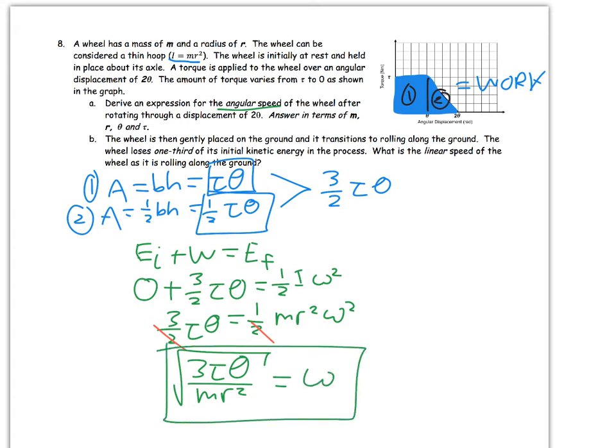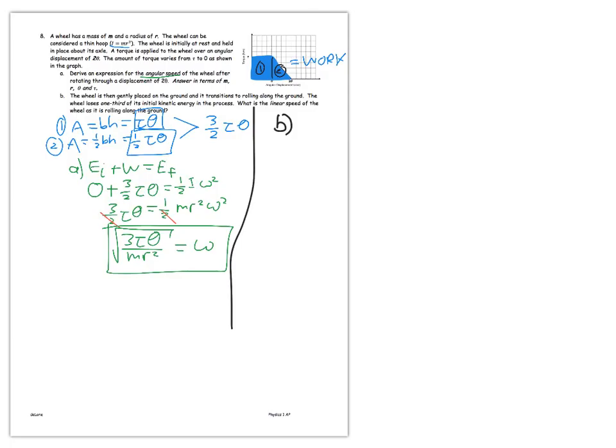Now we have our answer there for part A. For part B of this problem, we're going to think about now placing the wheel gently on the ground. So it's initially at rest here, some very minuscule height above the ground, and it's going to then transition to rolling smoothly along the ground, and we ultimately want to solve for its linear velocity.